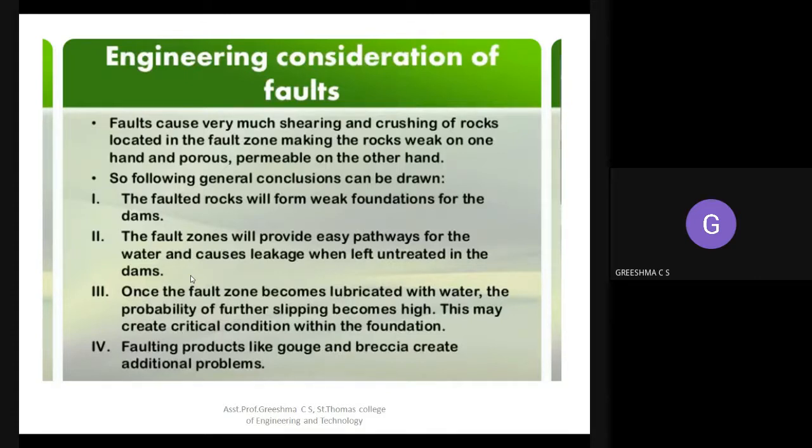Once the fault zone becomes lubricated with the water, the probability of further slipping becomes high, and this creates a critical condition within the foundation.